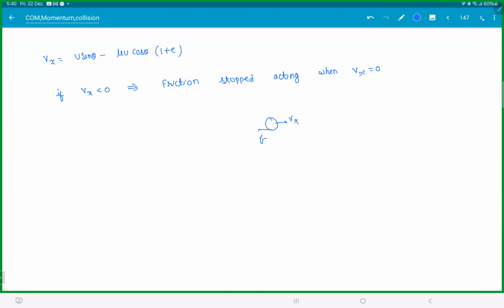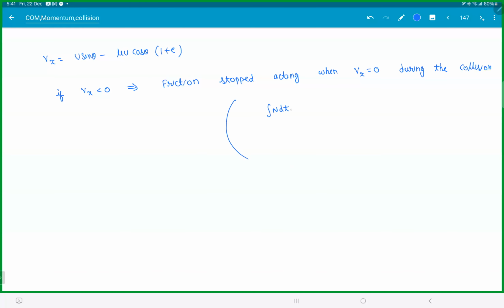Getting it? So during collision, if Vx becomes 0, then Vx is equal to 0 during the middle of the collision. So let's say the total collision happens for 2 milliseconds and the horizontal component became 0 in 1.5 milliseconds. So friction will stop acting there. So the actual equation becomes like this.